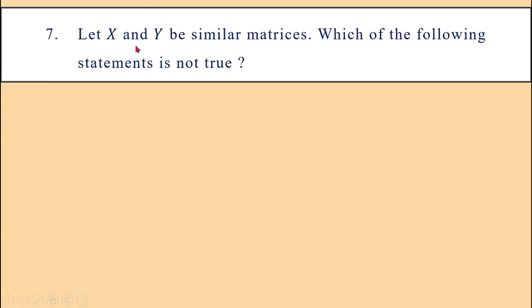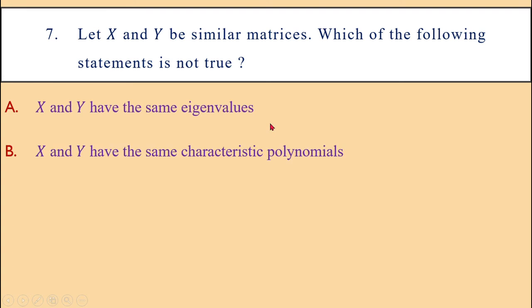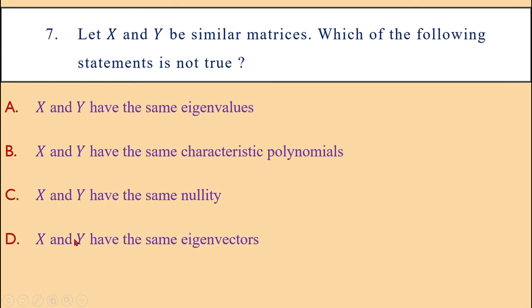Seventh question is, let x and y be similar matrices. Which of the following statements is not true? First option is x and y have the same eigenvalues. Second option is x and y have the same characteristic polynomials. Third option is x and y have the same nullity. Fourth option is x and y have the same eigenvectors.